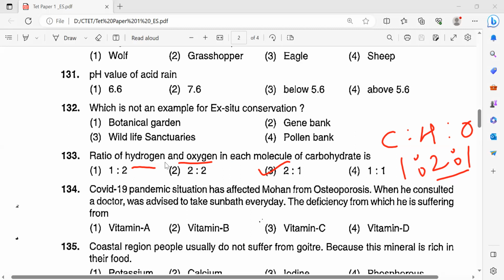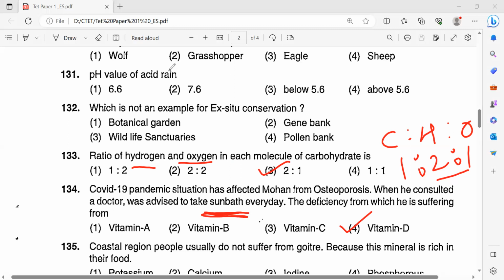So the deficiency from which he is suffering, we can find the answer by this term itself, sunbath. Sunbath means standing under the sunlight for a few minutes, okay? So in the sunbath or in the sunlight, vitamin D will be present. So vitamin D deficiency causes osteoporosis. Option D is the right answer here.